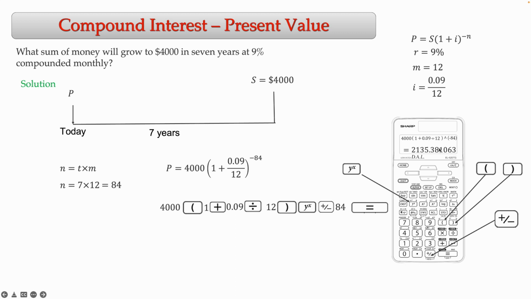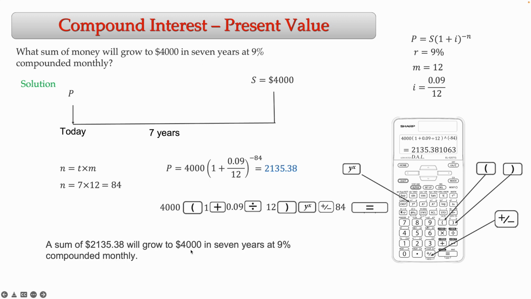2,135.381063. Because this is money, we are going to round this to 2 decimal places. So the answer will be 2135.38. That solved the first problem. It is the money that will grow to 4,000 in 7 years at 9% compounded monthly. Good. So this will be a first example. A second example that could be useful could be this one.